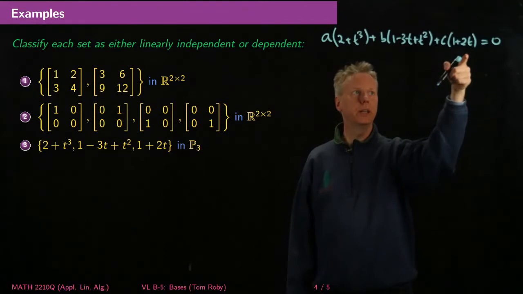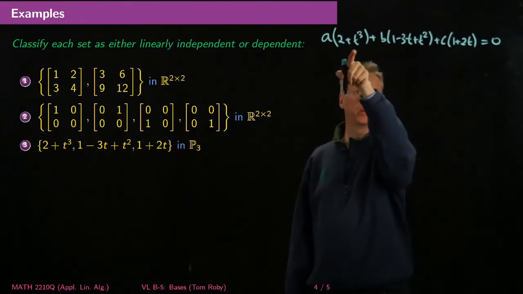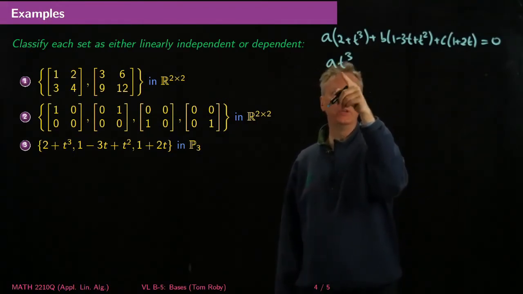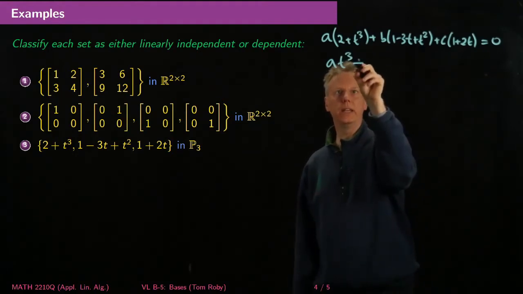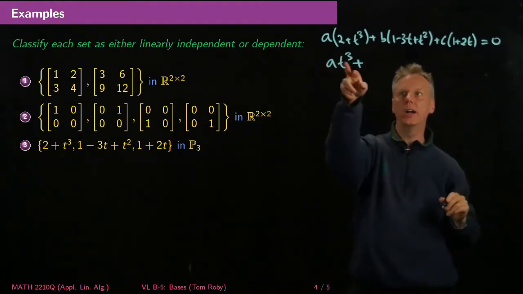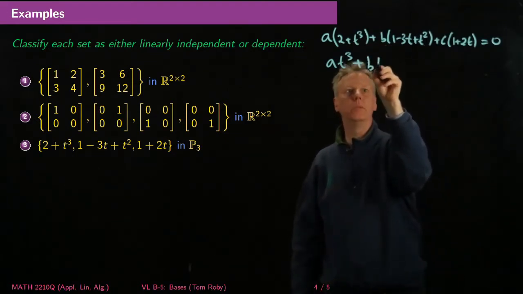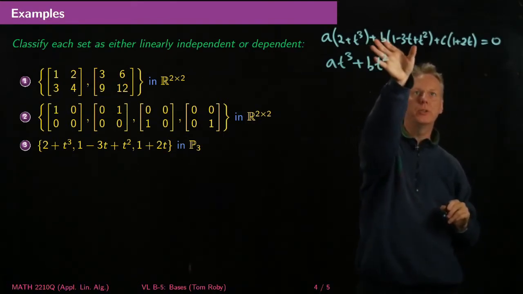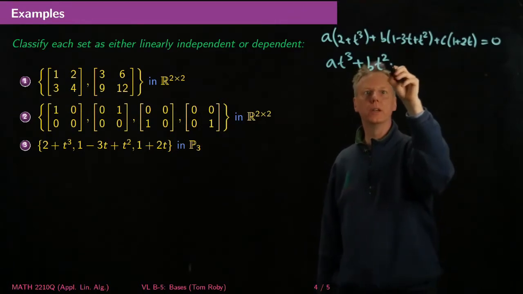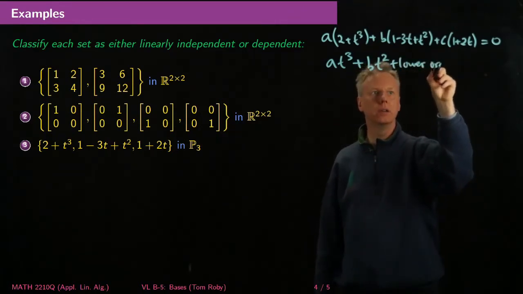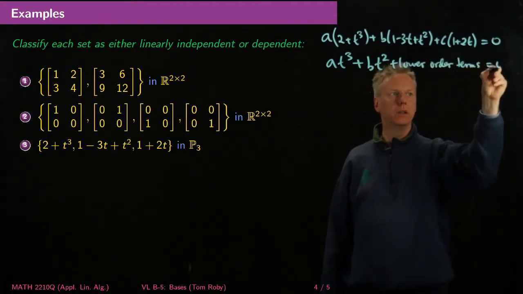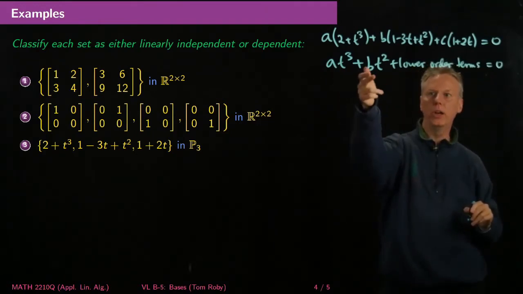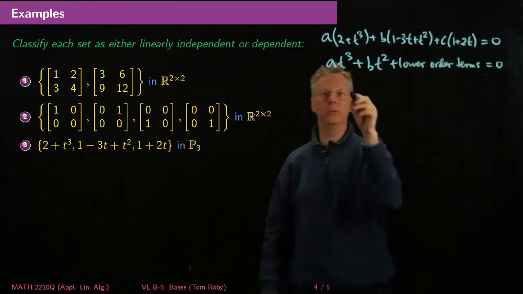Well, what's interesting to think about here is that this is the only one with a cubic term, right? So when I expand this out, I'll get a times t cubed plus some lower order terms. In fact, I'll get a times t cubed, and then I'll get the 2a that I'll add into the constant term. And now here I'll get plus b times t squared, minus 3bt, and plus b, but those are lower order terms. So everything else is lower order terms, plus lower order terms equals 0. But these are the t cubed and t squared terms. But of course, a polynomial can only be 0 if all of the coefficients are 0. So that means that a equals 0 and b equals 0.